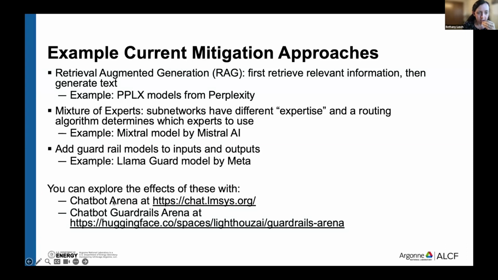And you can explore the effects of these with that chatbot arena that you might have tried before. And there's also a new guardrails arena, so you can see the effect of LlamaGuard and other guardrails.